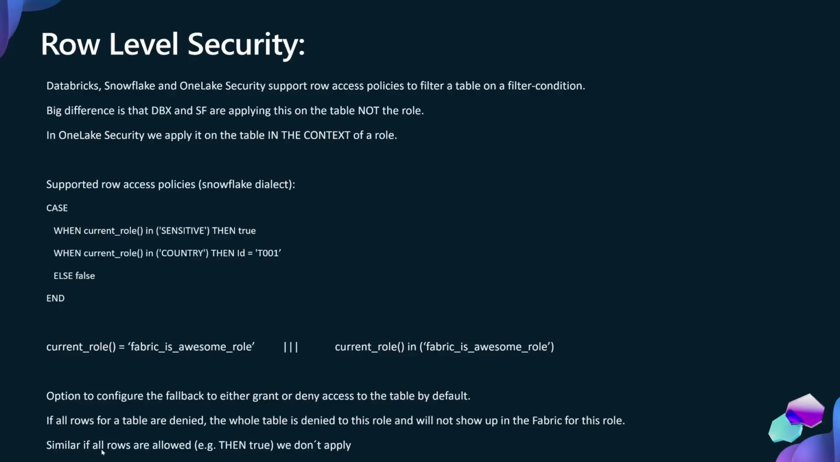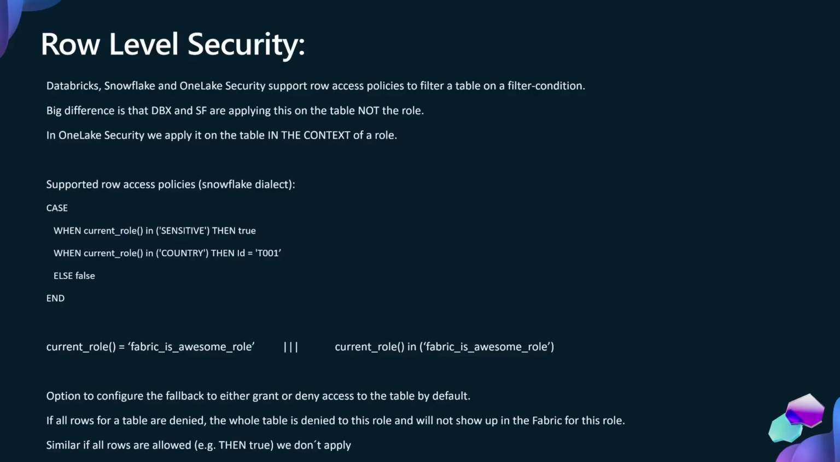It's also the same if all rows are allowed. If you end up with a true filter, which basically means no filter at all, then we don't build an additional filter in Fabric because that would just bring in some performance issues. We just leave the filter out because it doesn't have an effect.